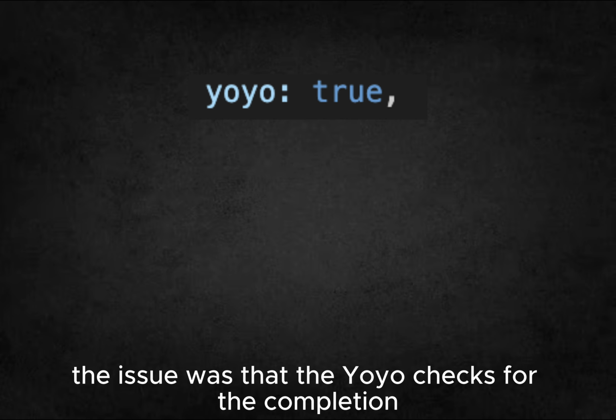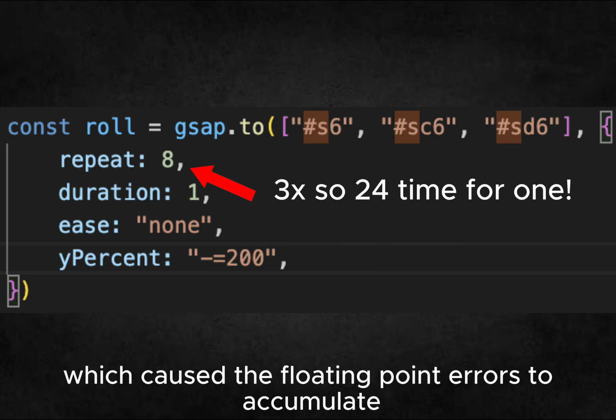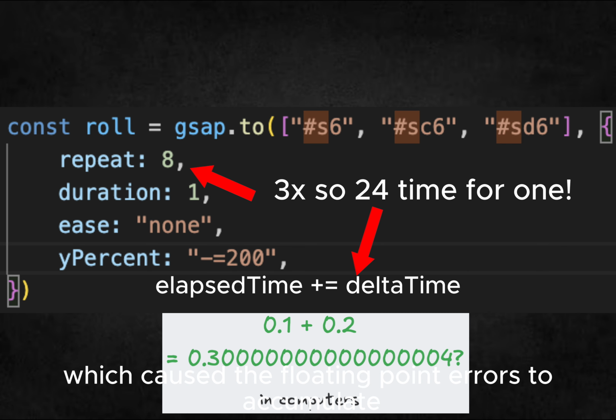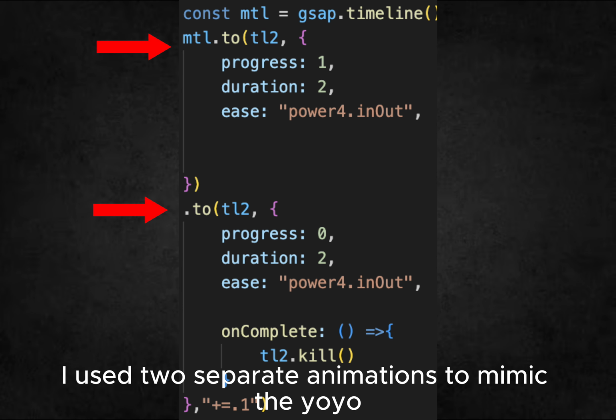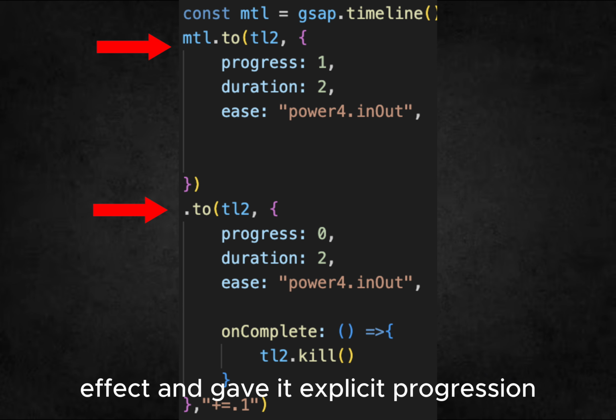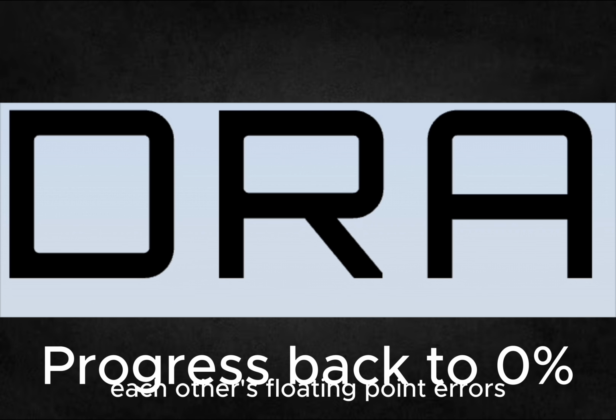The issue was that the yoyo checks for the completion by tracking elapsed time across all those repeating cycles, which caused the floating point errors to accumulate, ending the animation early. So instead, I used two separate animations to mimic the yoyo effect and gave it explicit progression. This way, each direction could be calculated independently without accumulating each other's floating point errors.